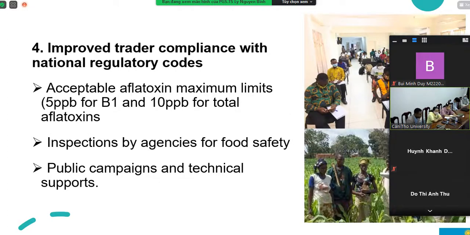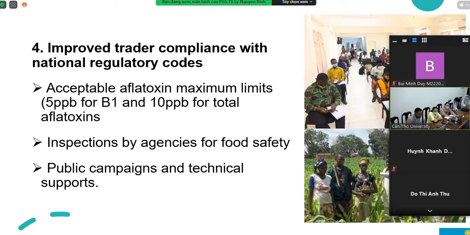So nowadays, Rwanda is using aflatoxin maximum limits, which is 5 parts per billion for aflatoxin B1, and 10 parts per billion for total aflatoxin. There is inspection by agencies for food safety, then public campaigns and technical support.